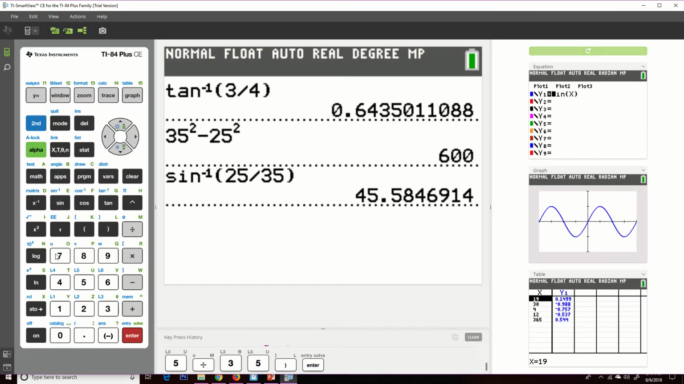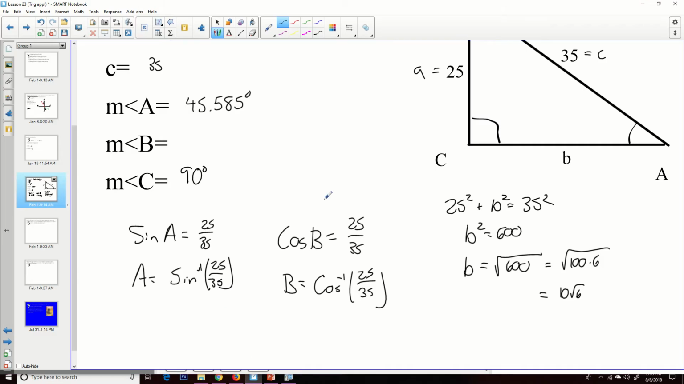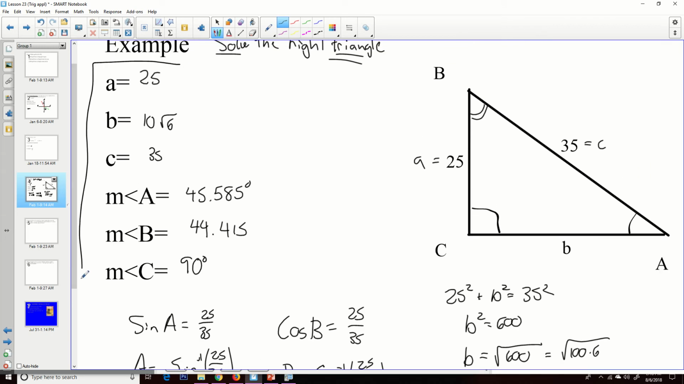So if I grab my graphic calculator, second cosine, 25 divided by 35, close parenthesis, hit enter: 44.415. And if you add those two, you get 90. And so we feel fairly confident that those are our correct answers.